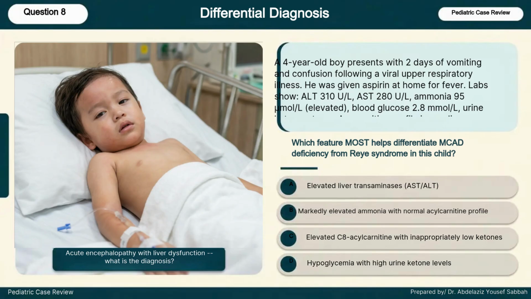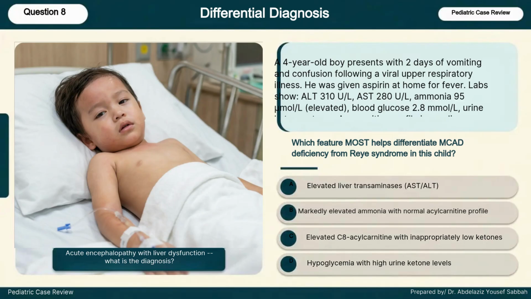Labs show alanine aminotransferase 310 units per liter, aspartate aminotransferase 280 units per liter, ammonia 95 micromoles per liter, which is elevated, blood glucose 2.8 millimoles per liter, and urine ketones trace. Acyl carnitine profile is pending. Which feature most helps differentiate medium-chain acyl coenzyme A dehydrogenase deficiency from Reye syndrome in this child?